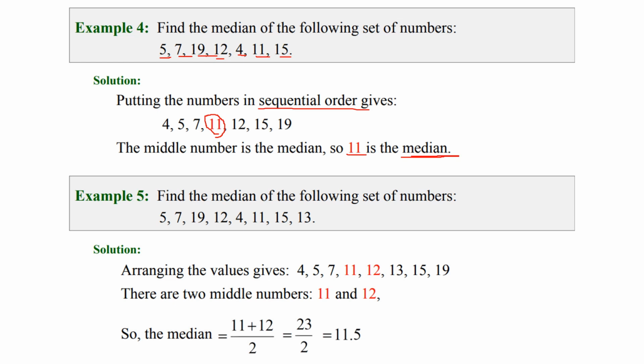Next one, we have almost the same, but we have 8 data values. For this case, you have to consider the two middle numbers, 11 and 12, and add them, divided by 2, which gives the median. 11 plus 12 is 23, divided by 2, it is 11.5.